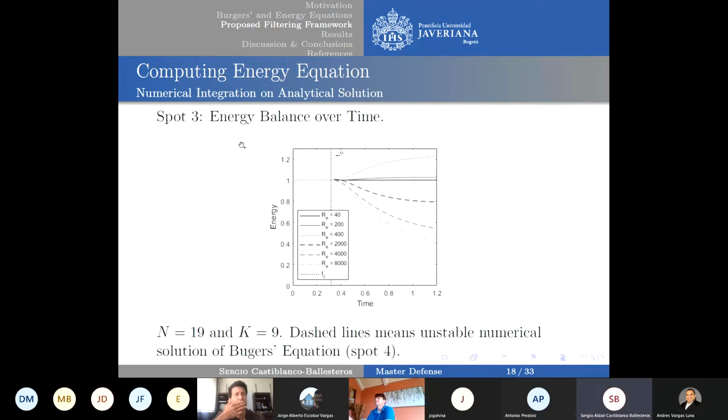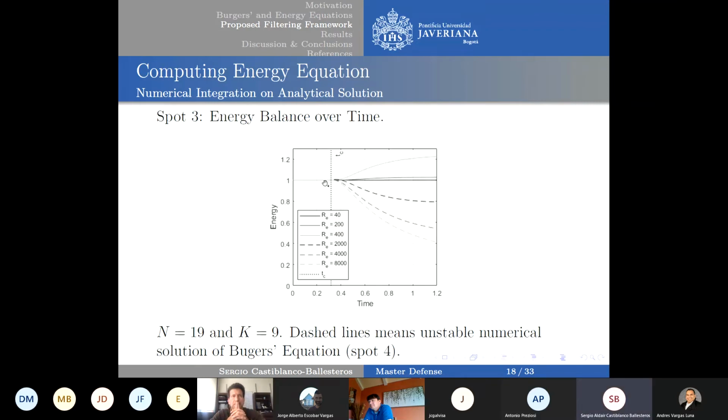This plot lives in the spot of numerical integration over the analytical solution and shows the evolution of the energy balance over time, computed with numerical integration of the analytical solution, and for different Reynolds numbers. For the integration, n equals 19 and k equals 9. In this case, the initial energy of the system is 1. Note how before the inviscid critical time, which is plotted here with this dotted line, there is a perfect match in the balance.